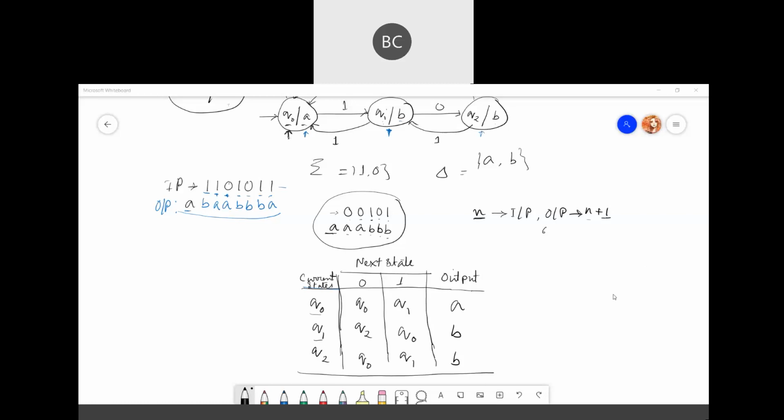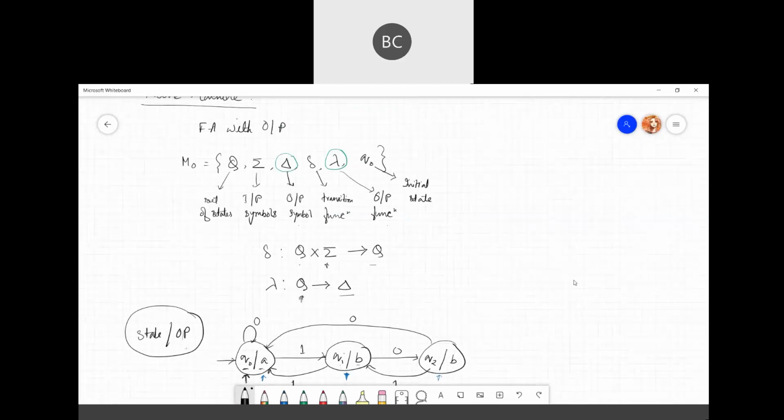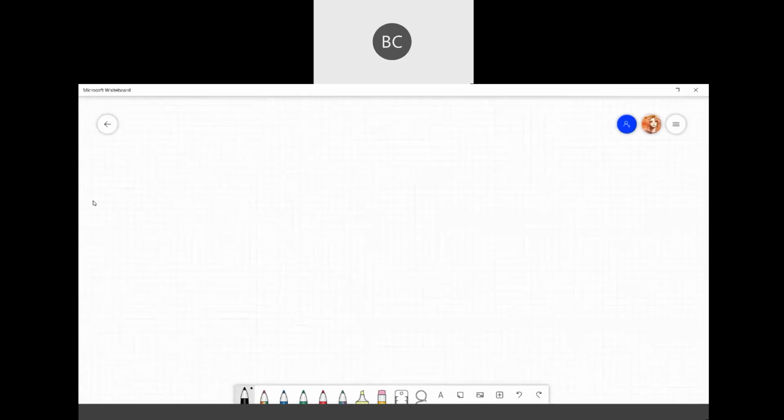So here there is no final state. Final state was in NFA or DFA because we only check whether a string is accepted or rejected. Here we see output. We give one input and we see the corresponding output. Okay. Good. Now next, see what the Mealy machine is.